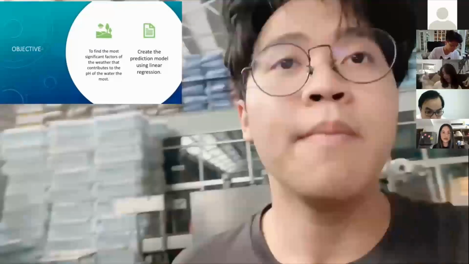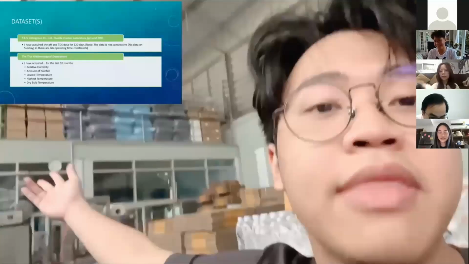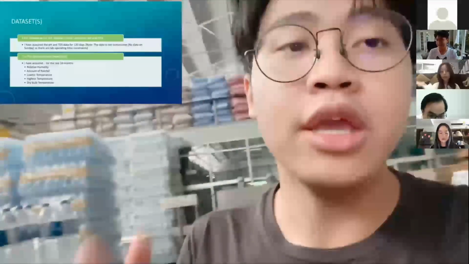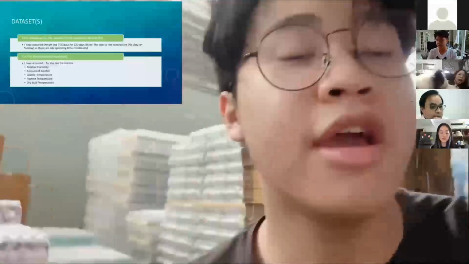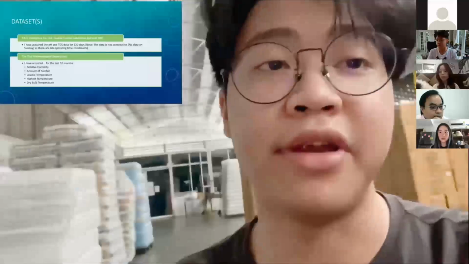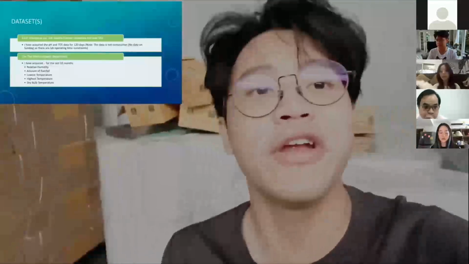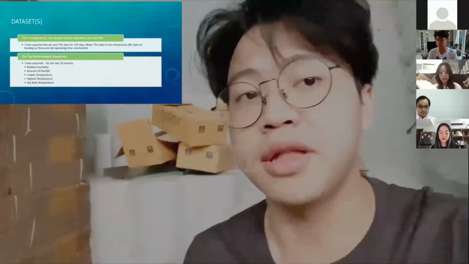And also, I want to see if I could use linear regression to find a legitimate model by using the big data that I have gathered from the lab inside the factory that we use to monitor our pH and all sorts of stuff, along with the data that I have acquired from the Thai National Weather Department. So without further ado, let's go see the process that I use.